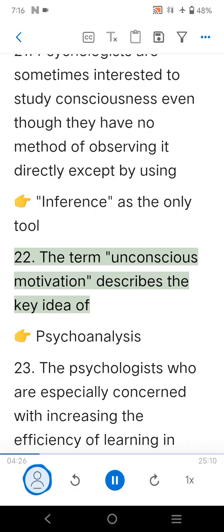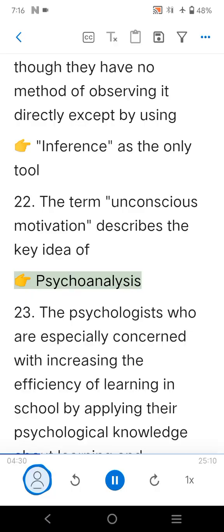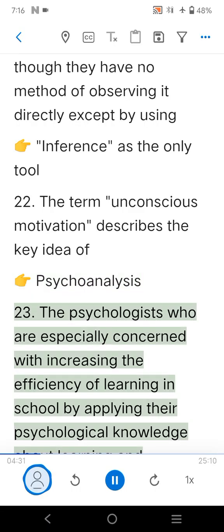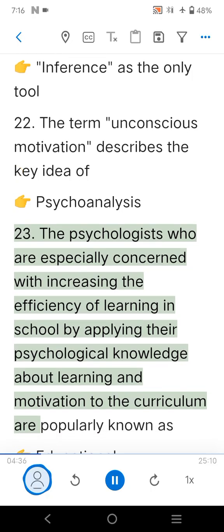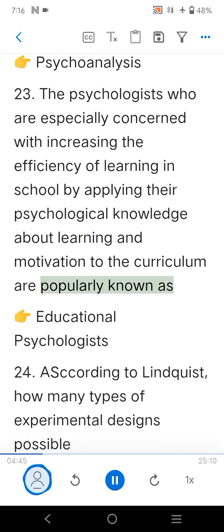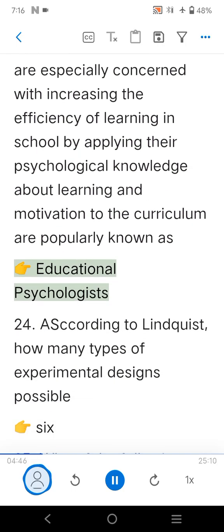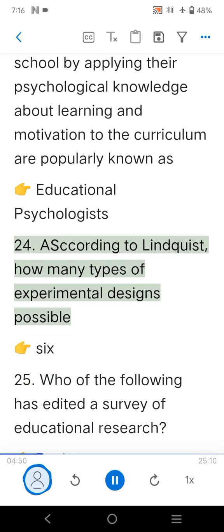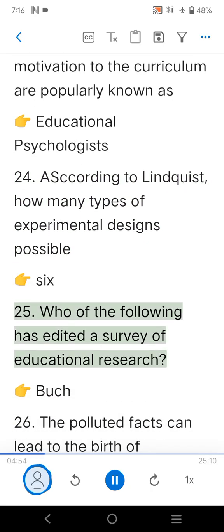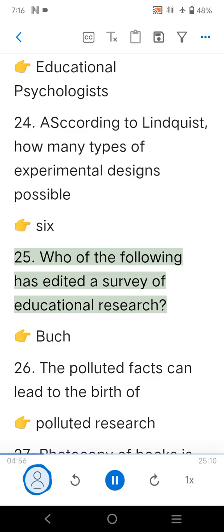22. The term unconscious motivation describes the key idea of psychoanalysis. 23. The psychologists who are especially concerned with increasing the efficiency of learning in school by applying their psychological knowledge about learning and motivation to the curriculum are popularly known as educational psychologists. 24. According to Lindquist, how many types of experimental designs are possible? 6.